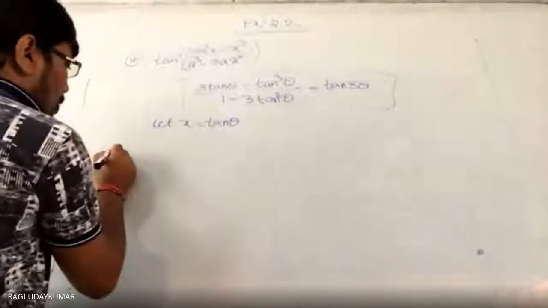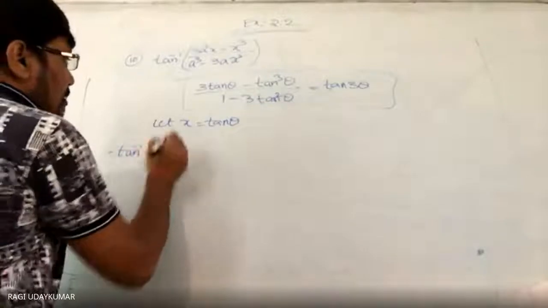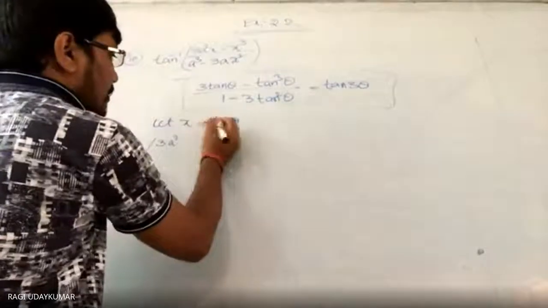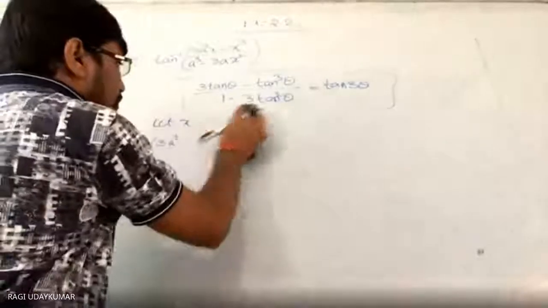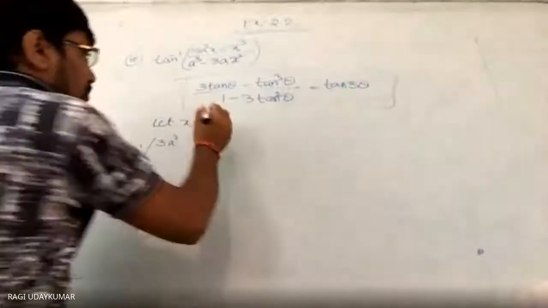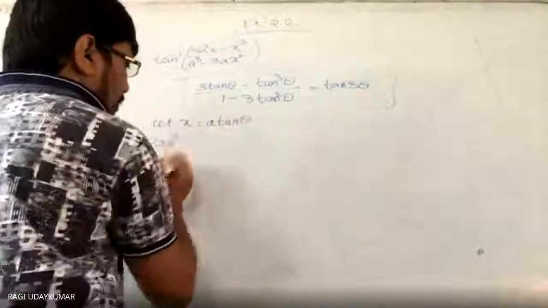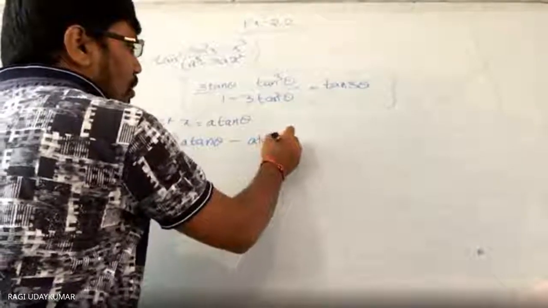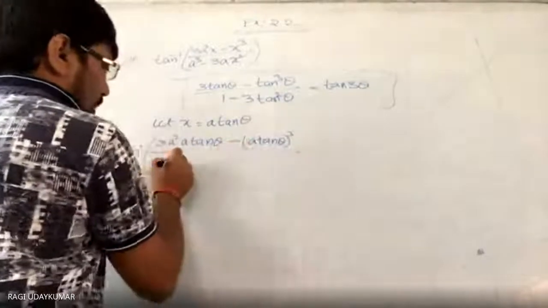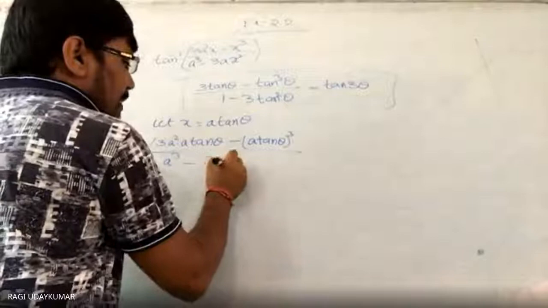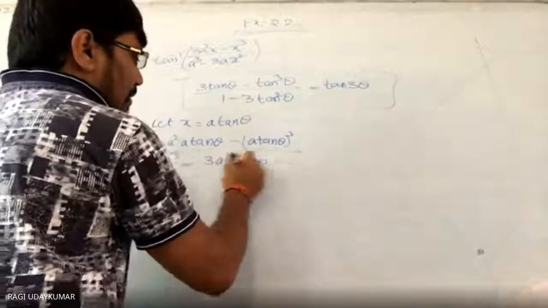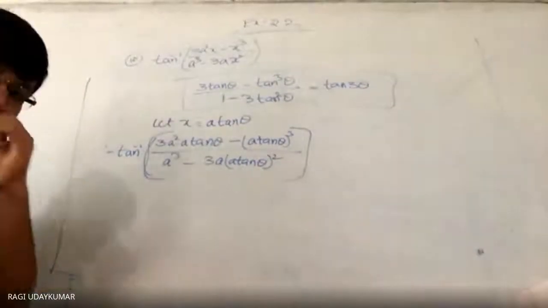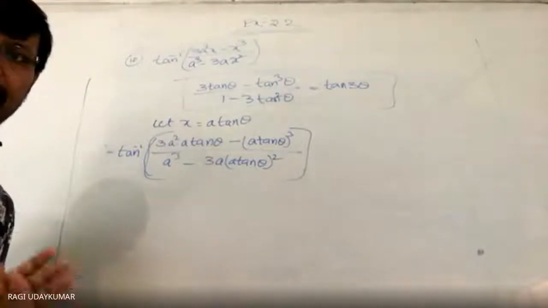Either a tan theta substitute. So what do you get here? Tan inverse of 3a square into, in the place of x, a tan theta, minus a tan theta whole cube, by a cube minus 3a into a tan theta whole square. Did you understand? Just replace the x by a tan theta. x को a tan theta का place में replace कर दो.